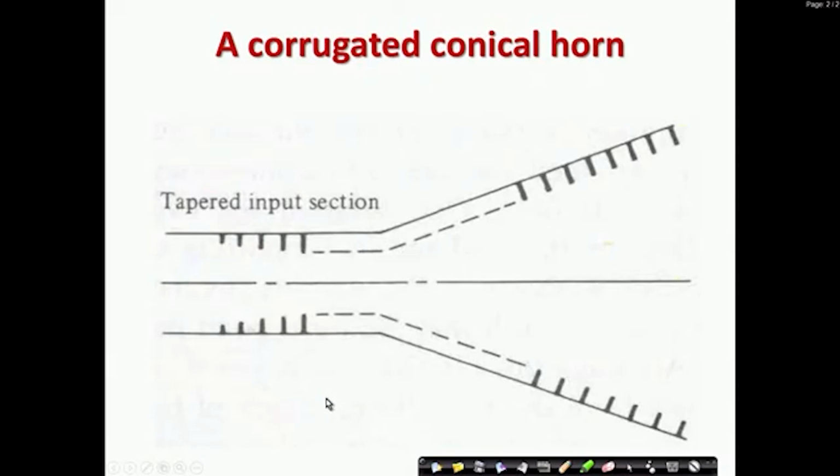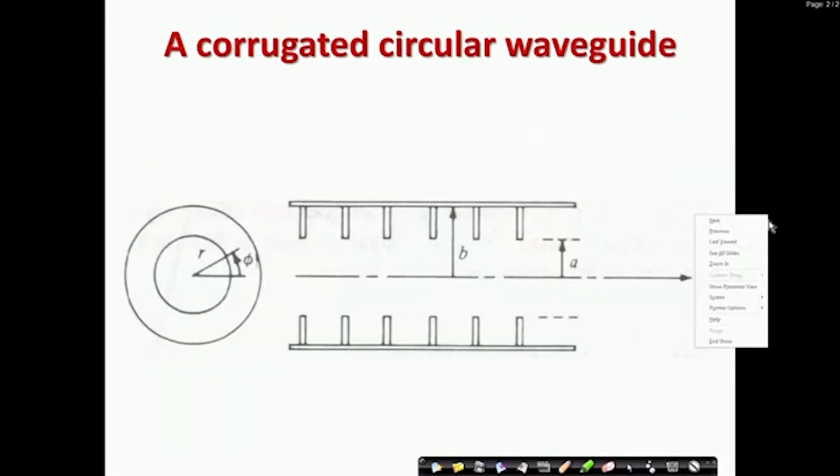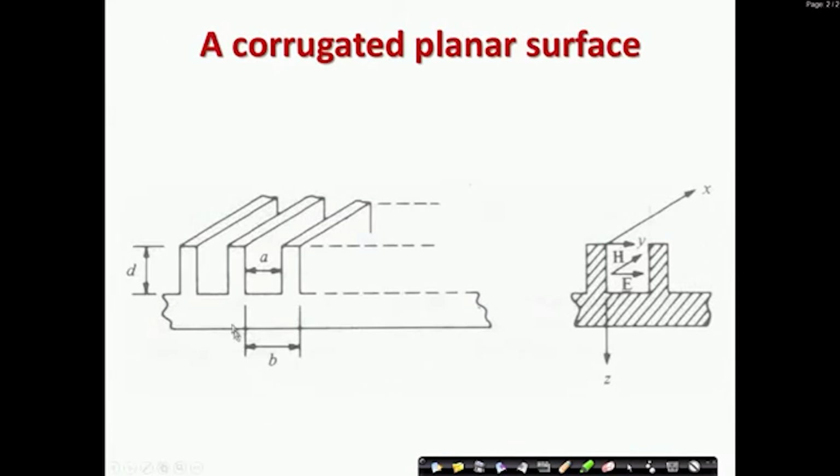So, a corrugated conical horn, this is conical, but a corrugated section looks like this. In the input feeding section there is a tapered part, and then in the radiating zone near the aperture there is this corrugation. This is the side view, but if we look closer, corrugations mean that in some portions you are removing the metal.